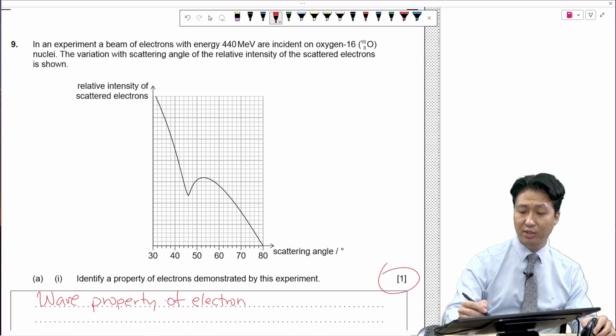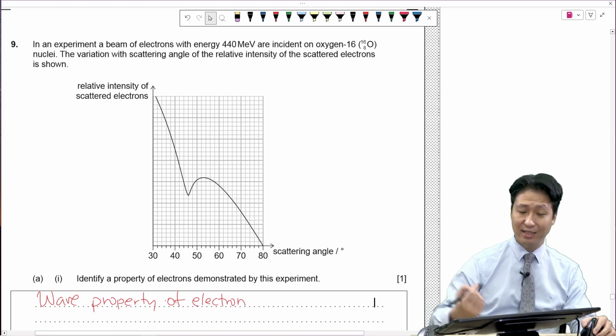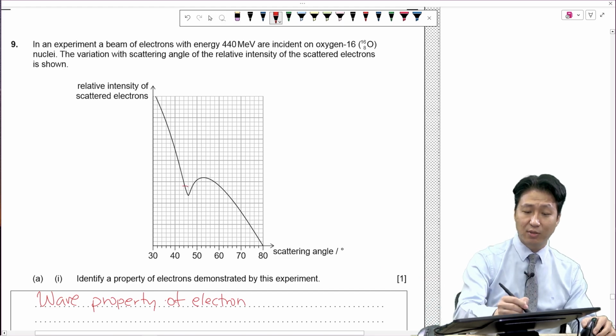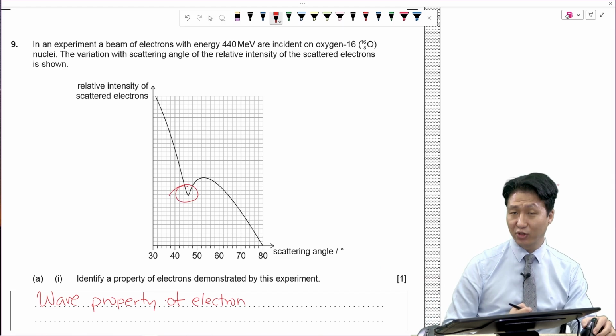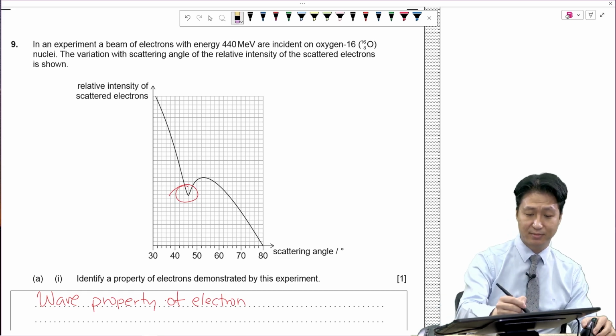It's just a one-point question, so you don't have to really say why, but if you ask why, it's shown because only waves can diffract, and there's a first minimum, so it must be diffracting.